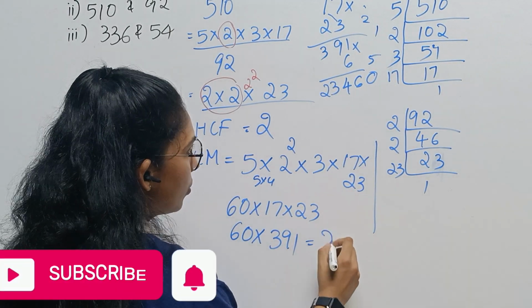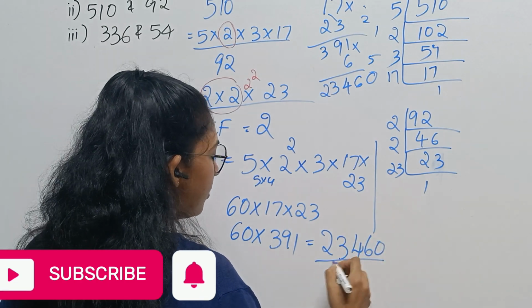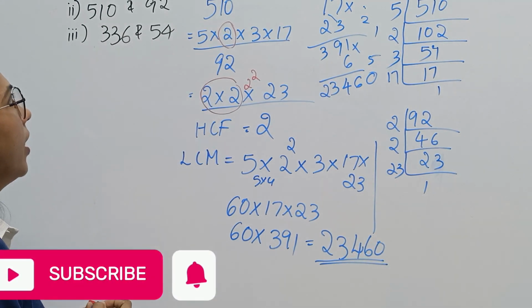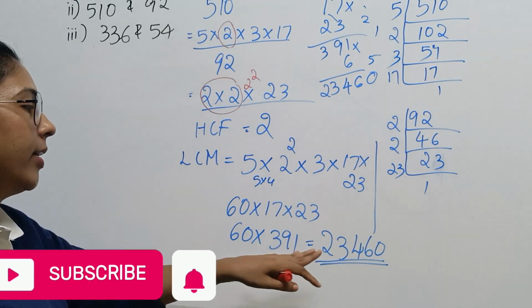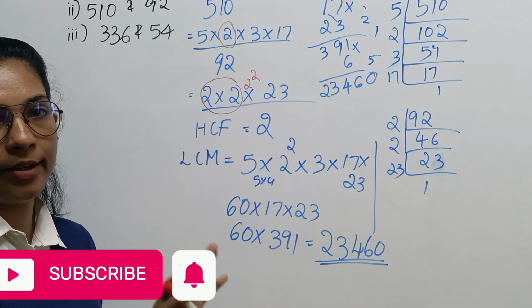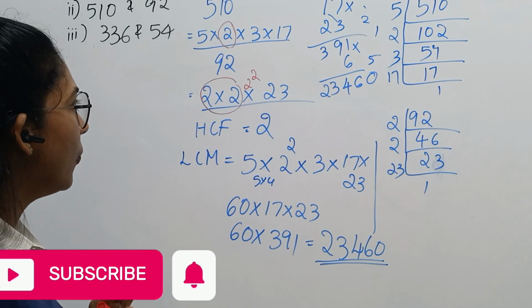Okay, so 23,460. This is the LCM of the two numbers, that is LCM of 5, 10 and 92 is 23,460. Okay, hope it is clear for you.